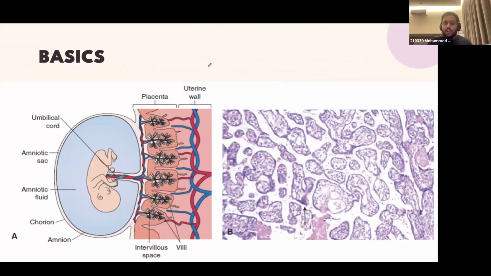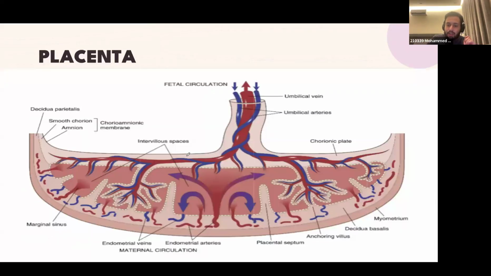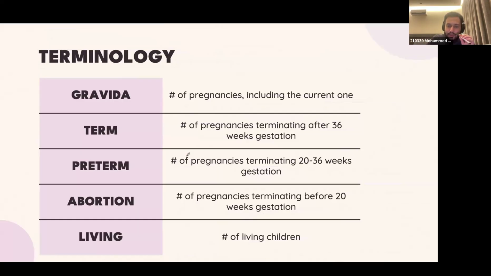Inside the placenta, you have two different types of cells, initially syncytiotrophoblast and cytotrophoblast. That's pretty much all you need to remember from it. An important thing is you will see villi in the placenta. That's pretty much it for these. There's nothing too much about the basics. Now, very important is terminology.